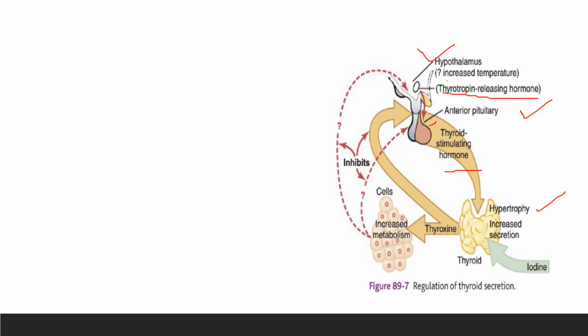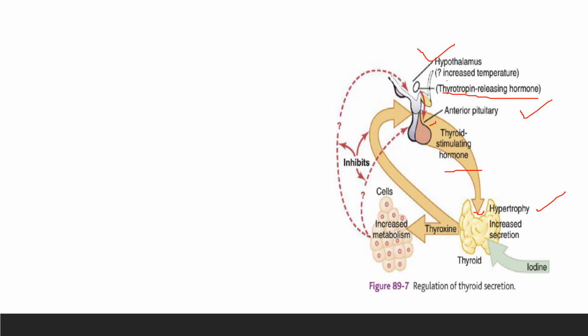This TSH will act on the thyroid gland and it will stimulate the thyroid gland to secrete thyroxine. Now one important point is that one of the best known stimuli for increasing the rate of TRH, that is thyrotropin releasing hormone from the hypothalamus, and therefore TSH, is exposure to cold. If the subject is exposed to cold, there will be more synthesis of TRH as well as TSH.